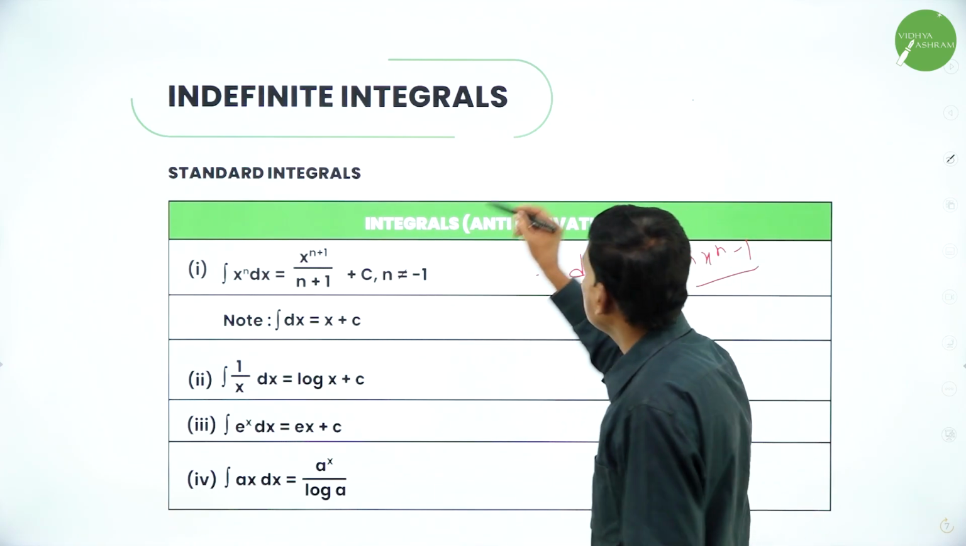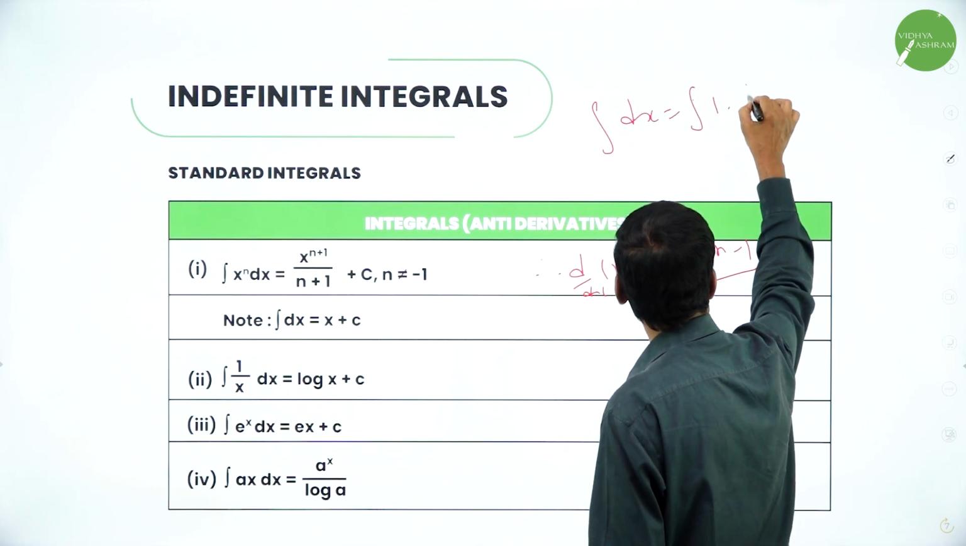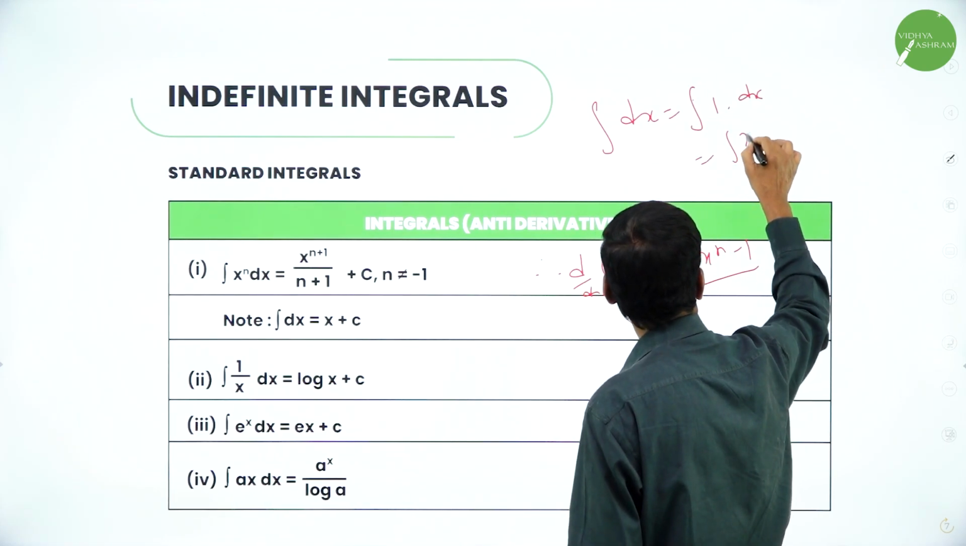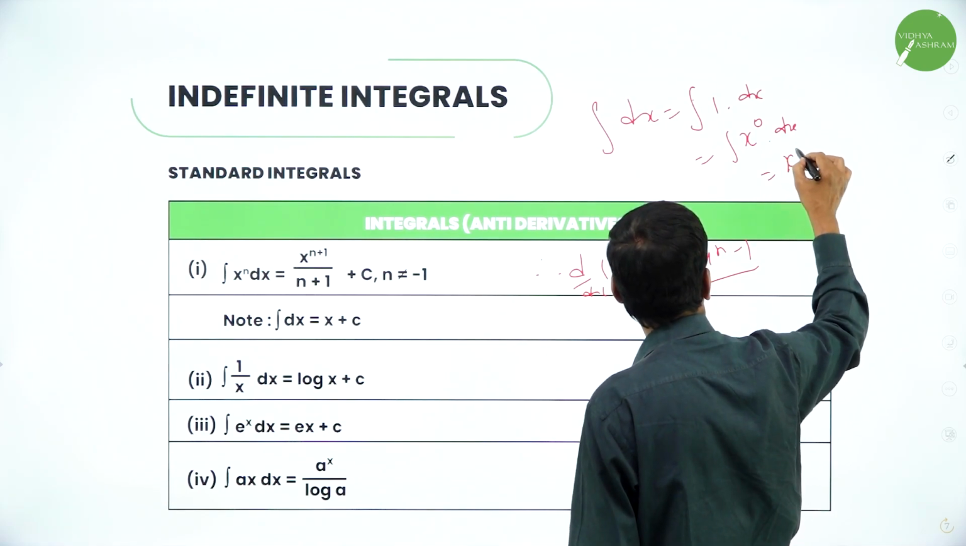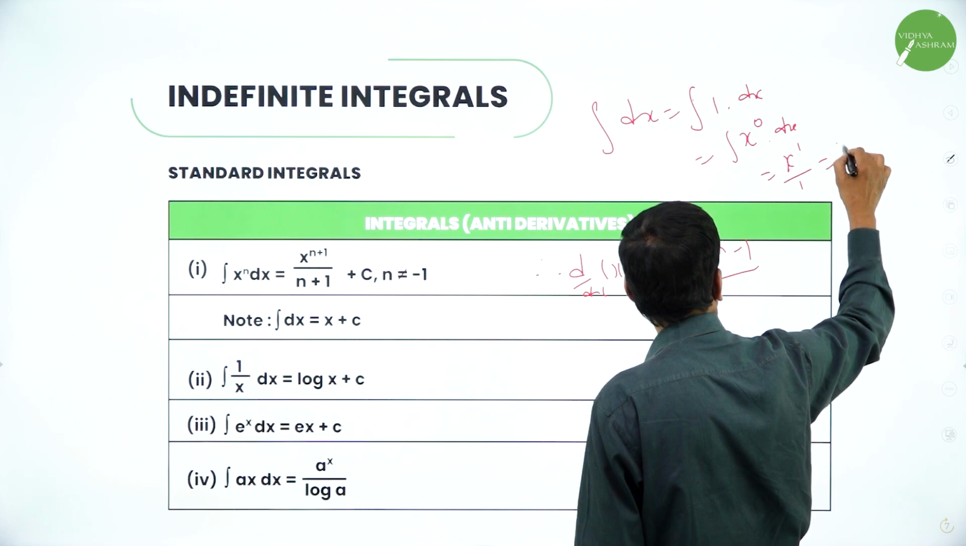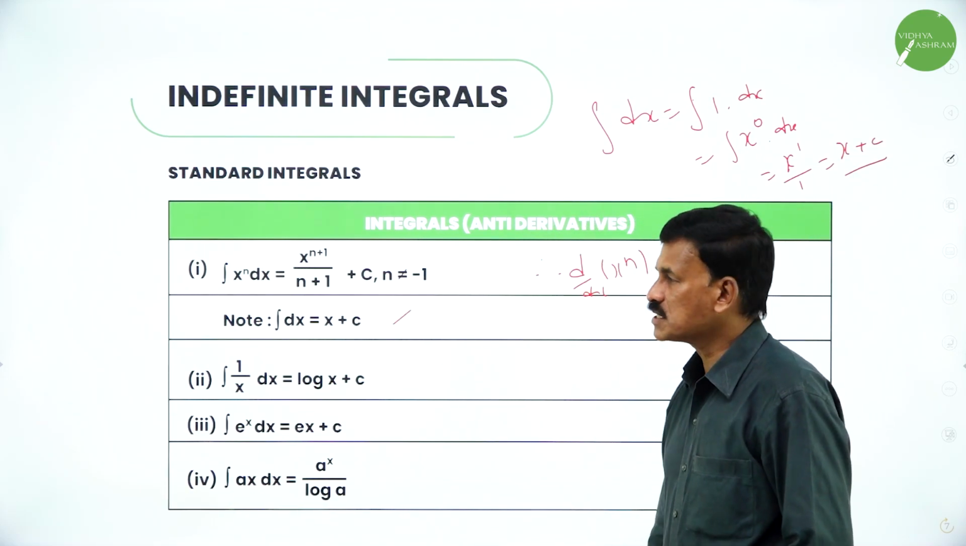So integration of dx can also be written as 1 into dx. So this one is nothing but x power 0 into dx. Integral of x power 0 plus 1 is 1 divided by 1, that is equal to x plus c. So integration of dx is equal to x plus c.